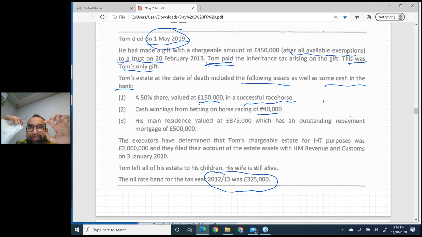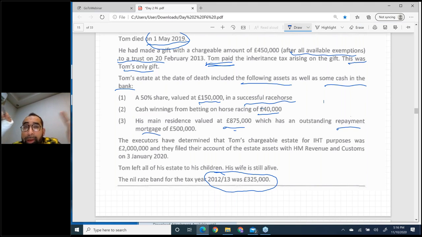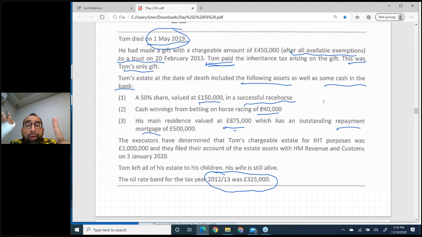Now number three, it should click in your mind. His main residence valued at 875,000, which has an outstanding repayment mortgage. That means normal mortgage. Please, it's not an endowment mortgage. It's a normal mortgage, and yes, a normal mortgage is always allowed. So how do we calculate this final part? 875,000 less 500,000. This is going to be 375,000, right? So these three numbers will be added in the death estate: 150,000, 40,000, and 875,000 minus 500,000, that is 375,000.